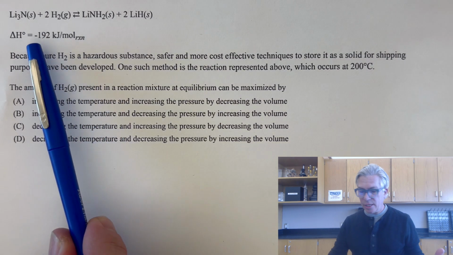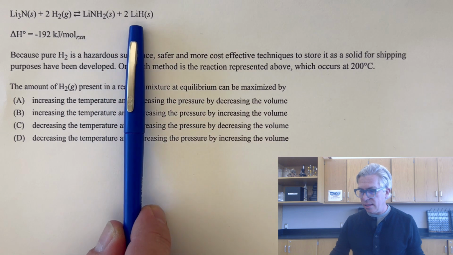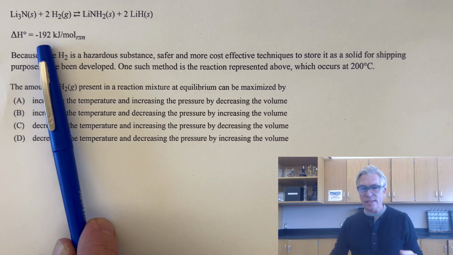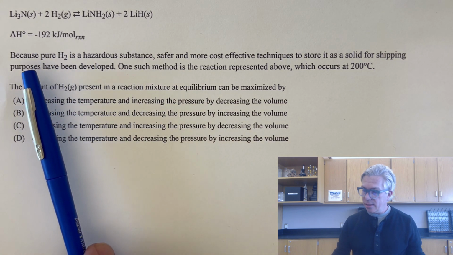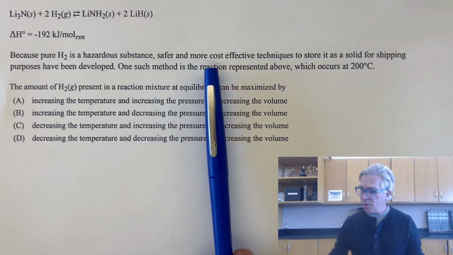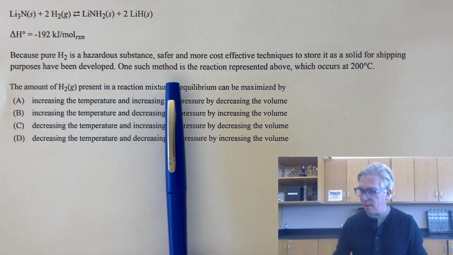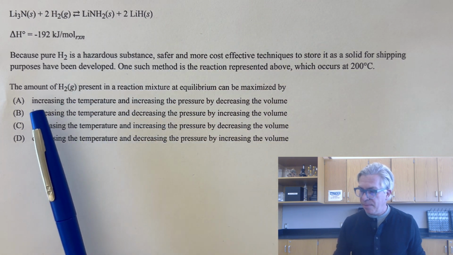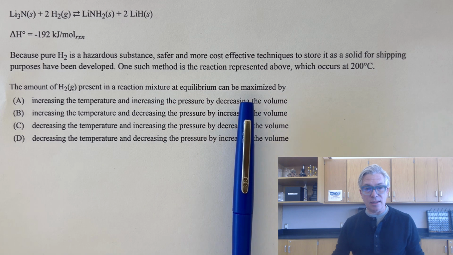We have a reaction of lithium nitride and some hydrogen to make the products on the right-hand side. We can see from the negative delta H that it is exothermic. It says that because pure H2 is a hazardous substance, it is explosive. Safer and more cost-effective techniques to store it as a solid for shipping have been developed. One such method is the reaction represented above. The amount of H2 present in the reaction at equilibrium can be maximized.